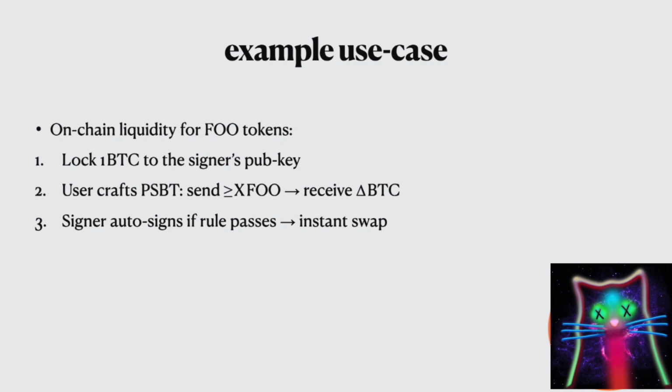Let's say that we wanted to go back to our runes on-chain liquidity example. You could say, I'm going to lock 1 Bitcoin to the pub key of my policy signer. And then anybody can send a PSBT in. Maybe they do it over Nostr. Maybe we aggregate these things together into a marketplace and give you a Uniswap interface. Maybe you send it via carrier pigeon, whatever. You send a PSBT in that says, here is some units of the foo token. I want to take some of the Bitcoin out. The policy signer can just do the math about whether or not you're paying the right price. And if it is, it signs the transaction. It's a valid Bitcoin transaction, and you've done a swap.